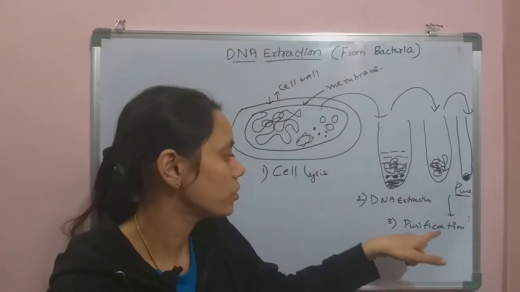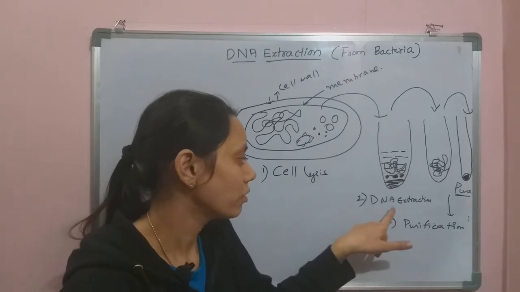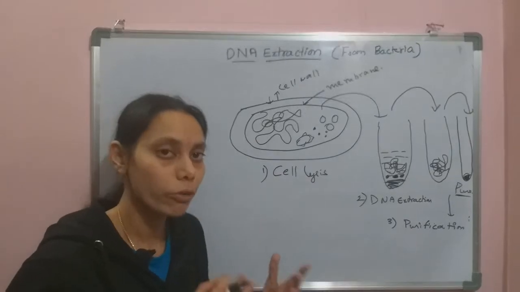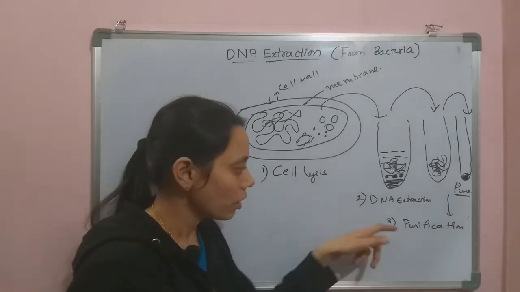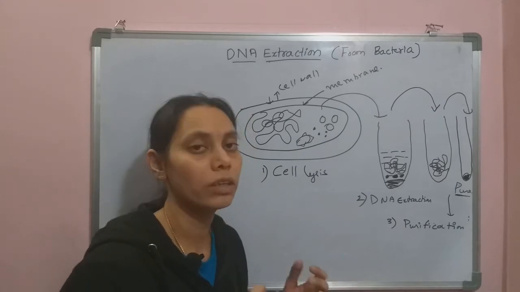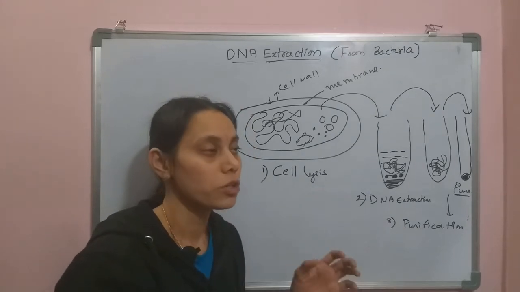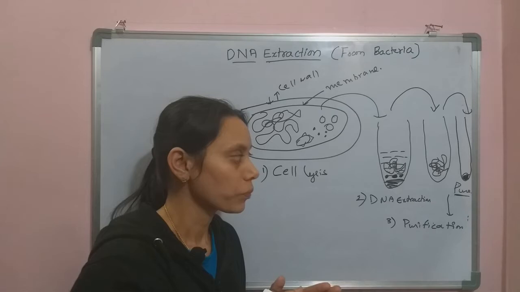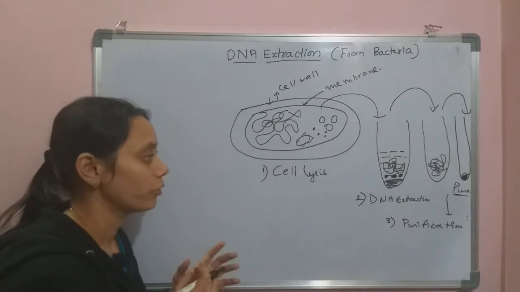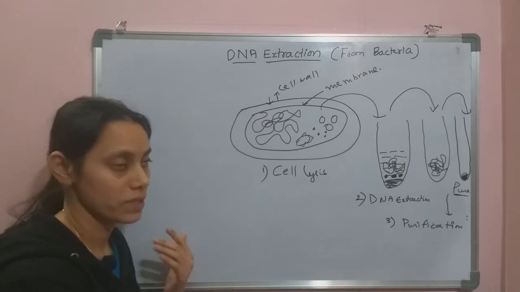So in this process we can separate the DNA from all the remaining cell components. In the second step, DNA extraction, we are going to use chloroform and phenol. And during the third step, that is purification, ethanol is generally the major ingredient used to purify the DNA. So let us go into the details of the procedure.